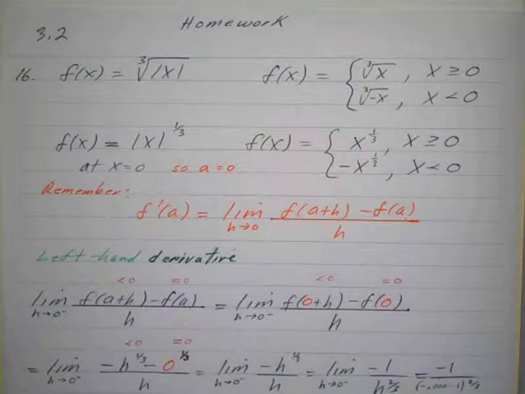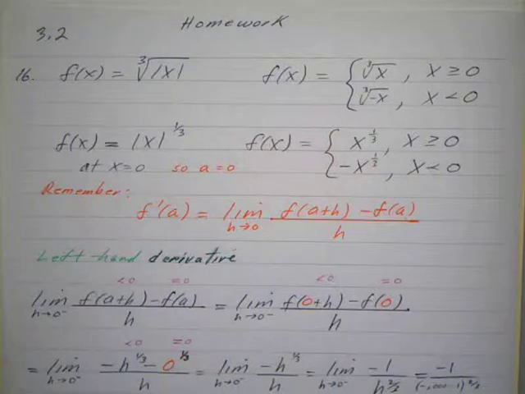Okay, 3.2, number 16. f of x is equal to the cube root of the absolute value of x. So we have a couple ways we could write this. The absolute value of x is x if x is greater than or equal to 0, and negative x otherwise. So we can think of it as the cube root of x, or the cube root of negative x.